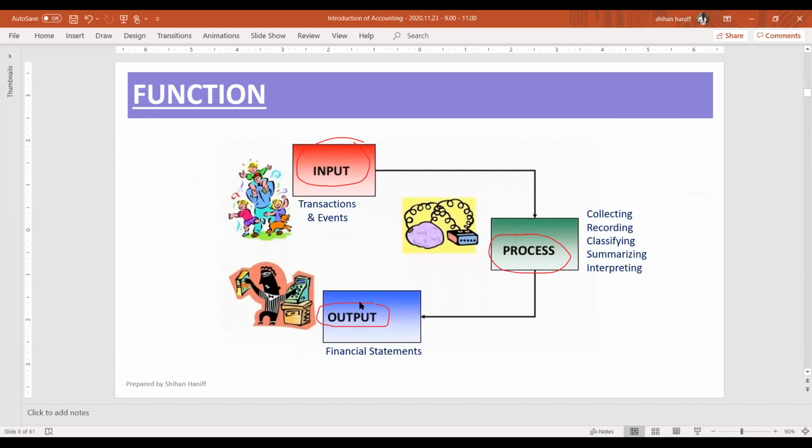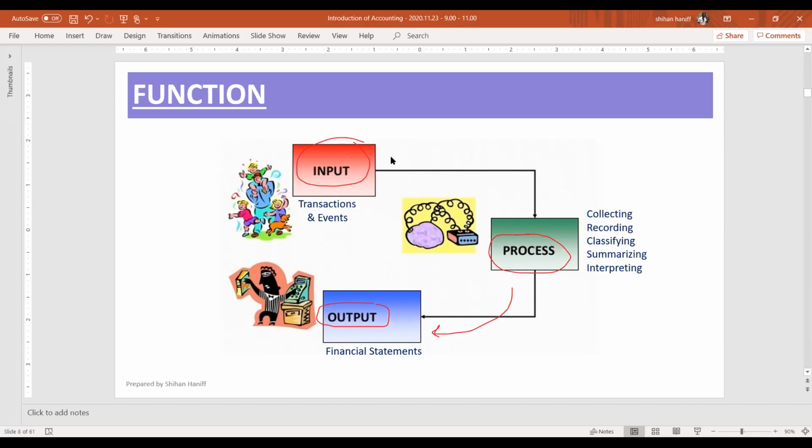A function has an input, then a process, then there will be a final output. For example, let's say we are manufacturing tables. When we are manufacturing tables, there is an input, wood. Then there is a process, cutting and polishing. Then you will have the final output as the table.